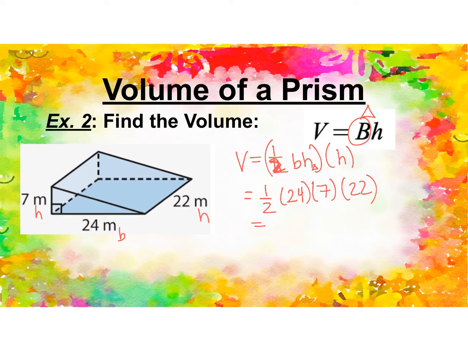Again, this is all order of operations. It's all multiplication. You can do it in any order. You can do it right on your calculator. You should get 1,848 meters cubed.